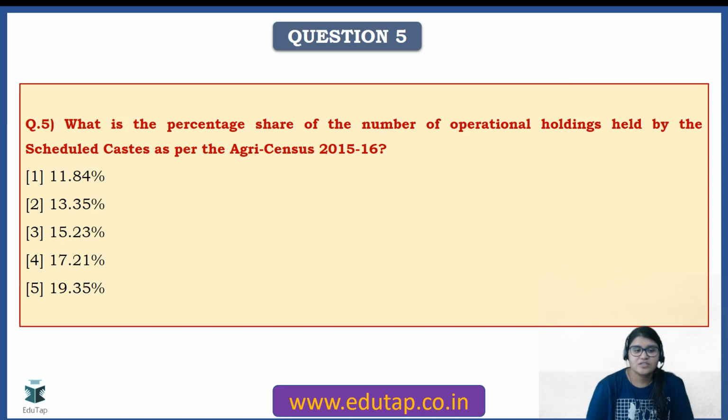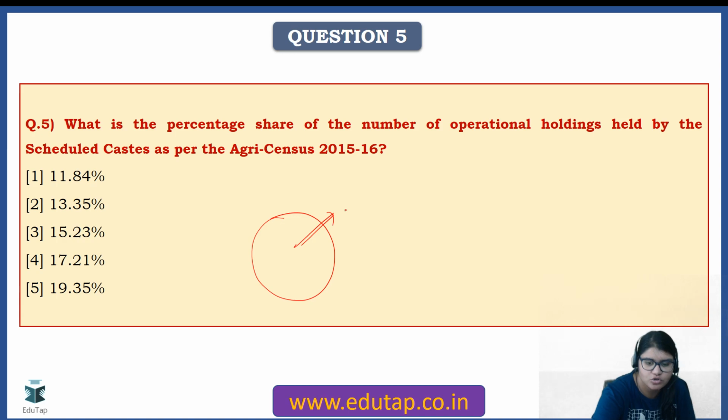Fifth question, friends, what is the percentage share of the number of operational holdings held by the scheduled castes as per the Agri Census 2015-16? So if you take the total number of operational holdings, what is the percentage of the number of operational holdings which is held by the scheduled caste? So if you see, this is for all social groups. I'm not going to repeat the answer. We saw this last time.